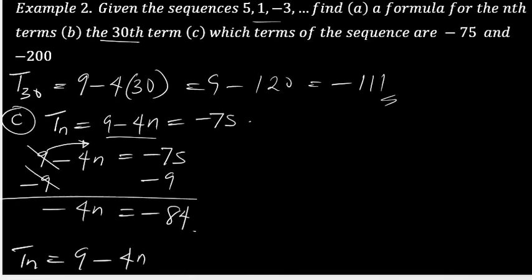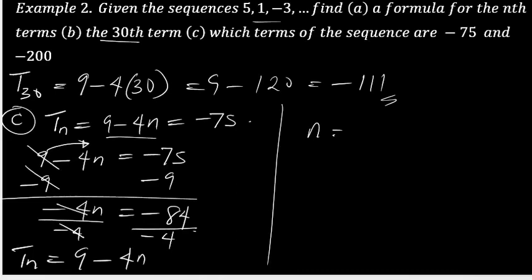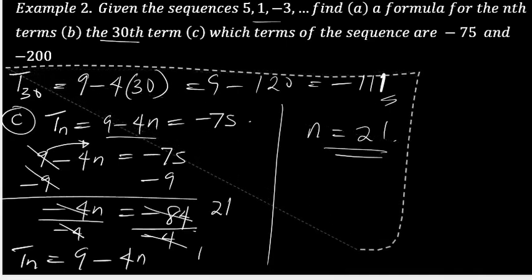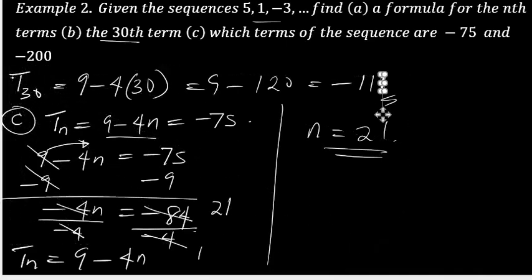Now, since we have minus 84, dividing both sides of this equation by minus 4, this minus 4 will cancel itself here. You have n equal to minus 84 divided by minus 4, to give you 21. So that means our n is equal to 21. Now let's look at another problem where you have minus 200.